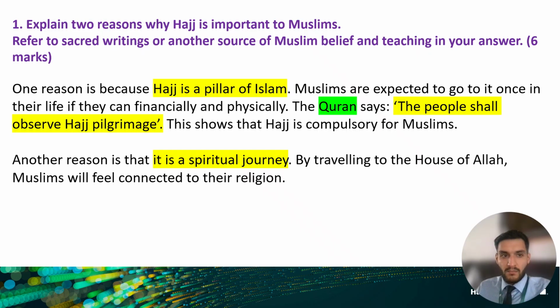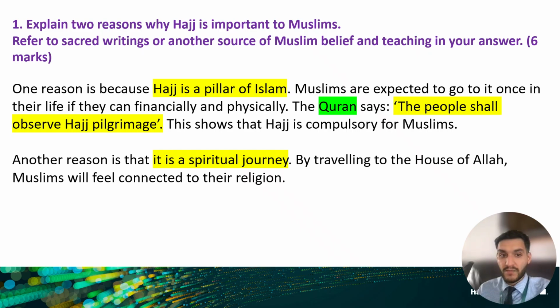So let's have a look at a model for the importance of the Hajj question. One reason is because Hajj is a pillar of Islam. Muslims are expected to go to it once in their lifetime if they can, financially and physically. The Quran says, "Tell the people shall observe the Hajj pilgrimage." This shows that Hajj is compulsory for Muslims. And that paragraph would get 4 marks, 2 marks for a developed point, 1 mark for the source, and 1 mark for the application.